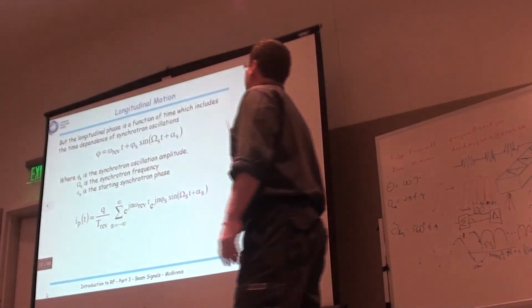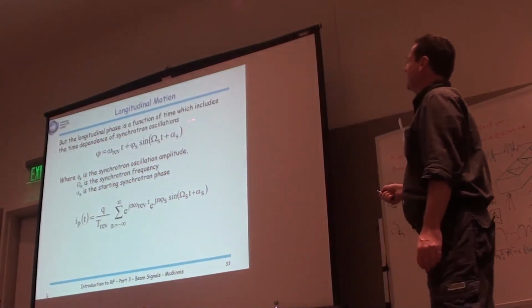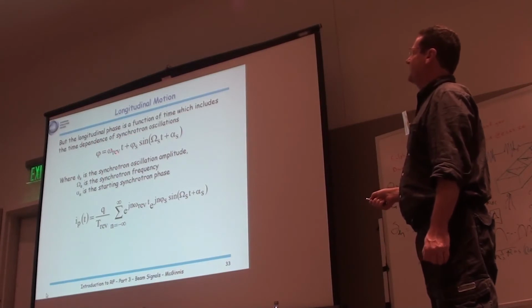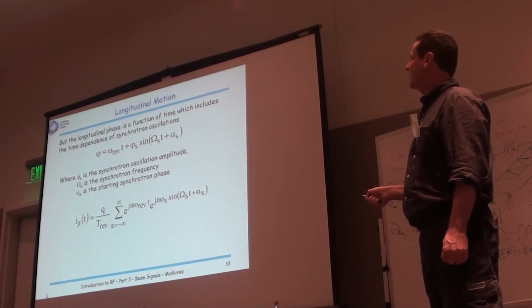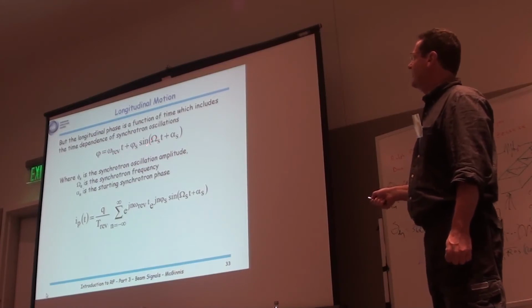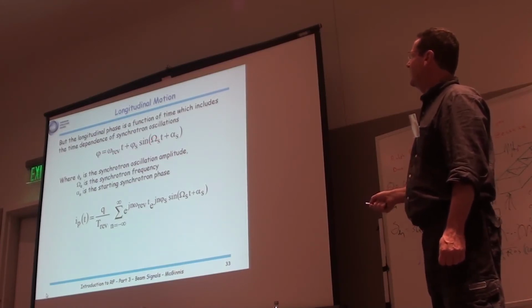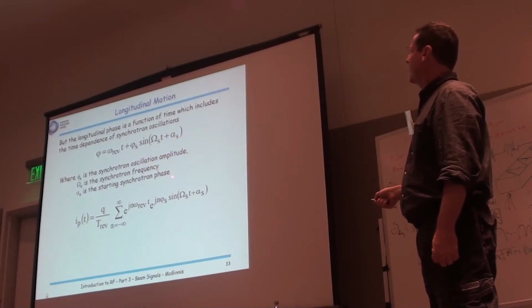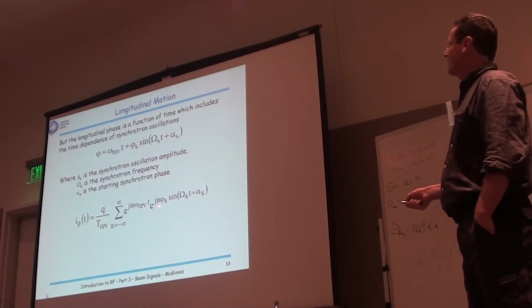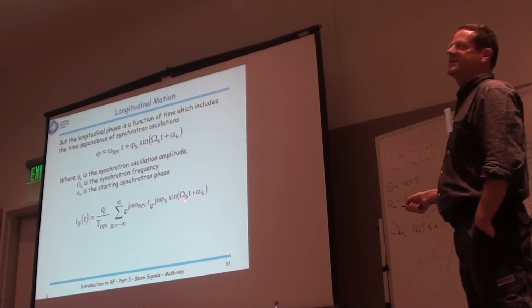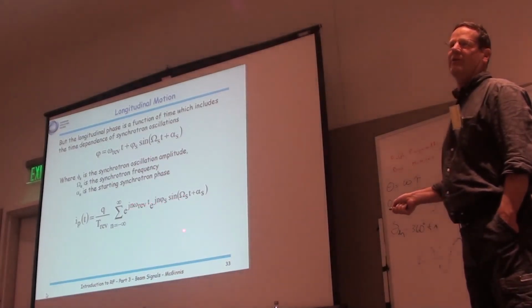Okay, but the longitudinal phase is a function of time, which has omega rev t, and it's got the beam sloshing around in the bucket. Here's the beam sloshing around, and this is the synchrotron frequency. This is the synchrotron amplitude right here. Here's the synchrotron phase, and here's the starting phase. So I write this up here, and now I have the really neat looking thing of e to the j sine, e to the j sine. Okay, so that is a disaster.